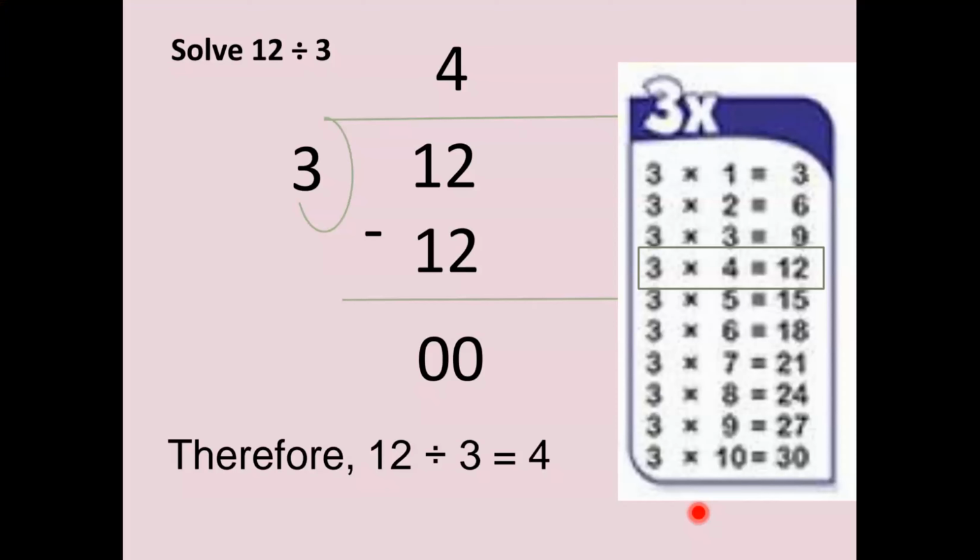Teacher, I say the table of 3. I am saying 3 1 is 3, 3 2 is 6, 3 3 is 9, 3 4 is 12, 3 5 is 15, 3 6 is 18, 3 7 is 21, 3 8 is 24, 3 9 is 27, 3 10 is 30.